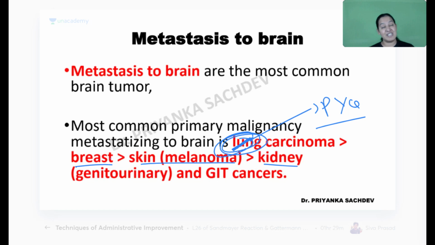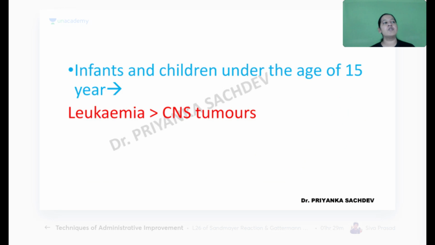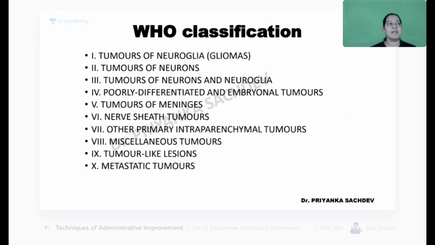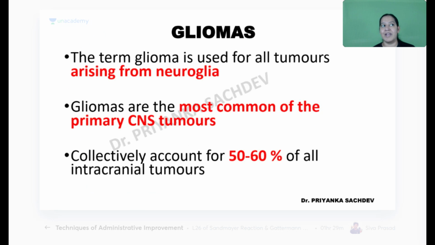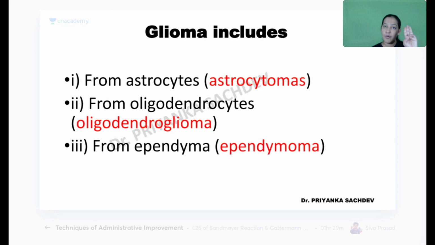So these are the tumors which send their metastasis to brain. Let me talk about the primary tumors. These are the primary tumors in the brain. I will not teach you all. The most important are gliomas, which arise from neuroglia. Gliomas are the most common tumors in the brain. Gliomas are of 3 types: astrocytoma, oligodendroglioma, ependymoma.